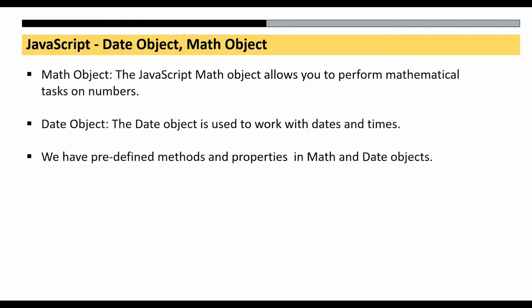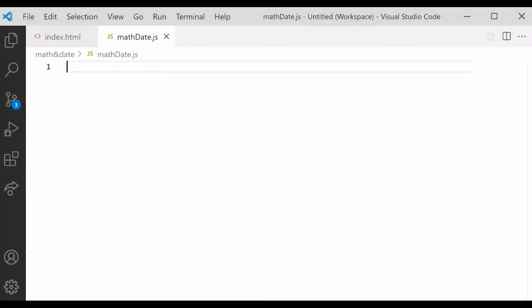Just like in mathematics, we have some mathematical calculations that we do on numbers. The same way we do that mathematical calculation using the math object. So in the math object, we have predefined methods and properties which will allow us to perform mathematical tasks on those numbers. And date, from the name itself, it's a date object which will allow us to work with dates and times. And as I said, we have predefined methods and properties inside the math and date object. So let's go to Visual Studio Code to see them.